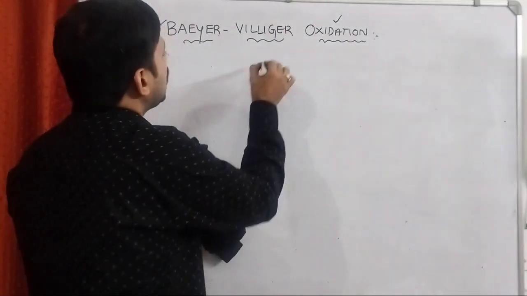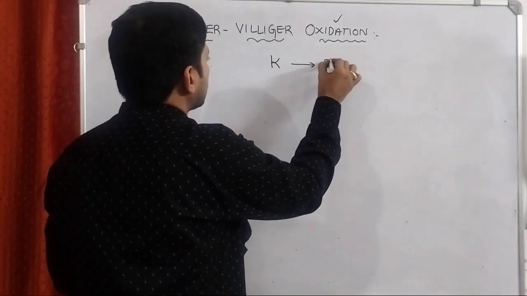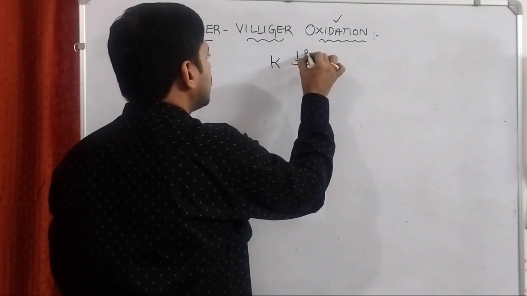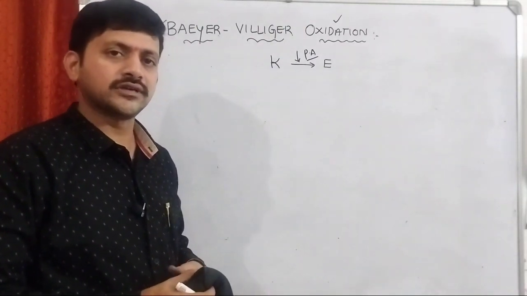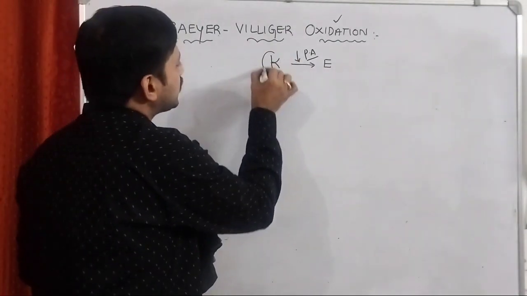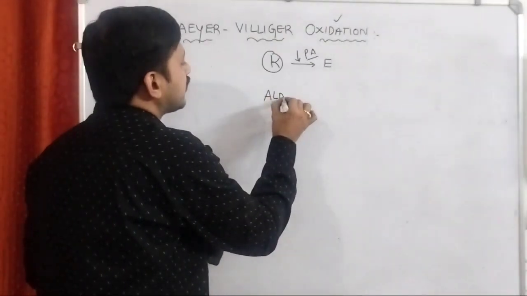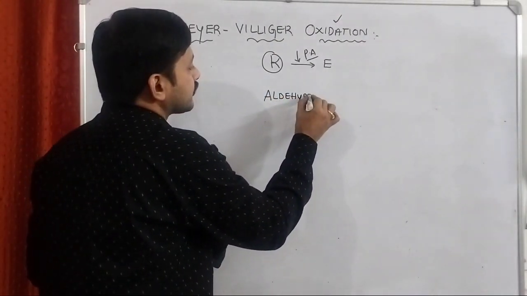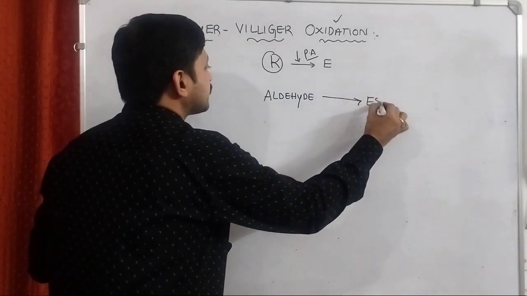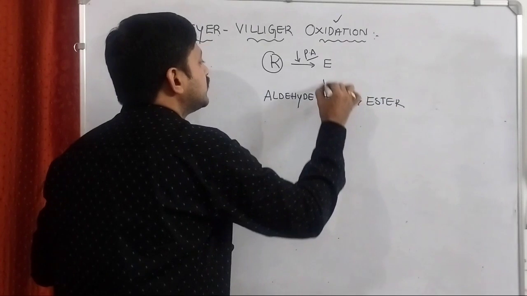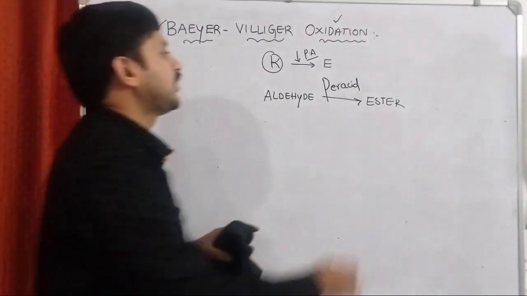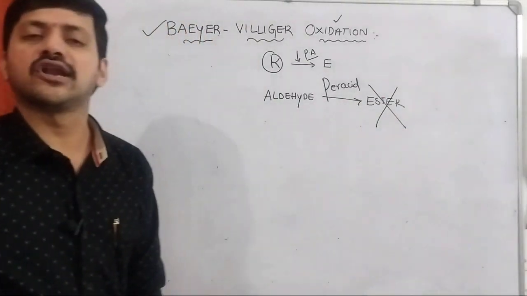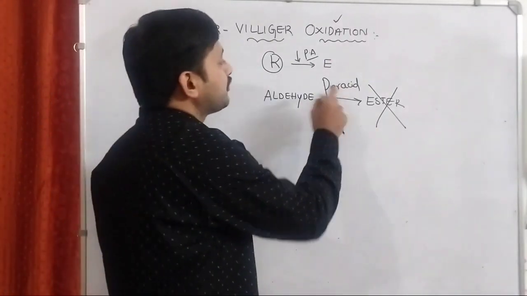So according to Baeyer-Villiger oxidation, the ketones are converted into the corresponding esters by using peracids. This is the statement of Baeyer-Villiger oxidation. Suppose in place of the ketone, if I take an aldehyde, can I get an ester by using the peracid? Is it possible? Certainly not. Aldehydes cannot give esters by treatment with peracids.